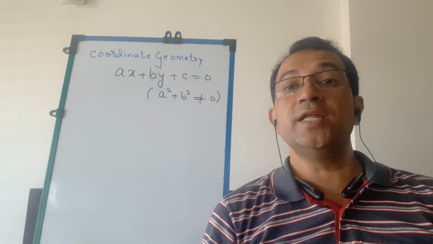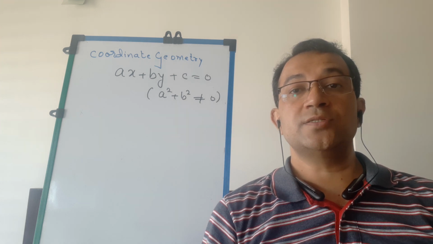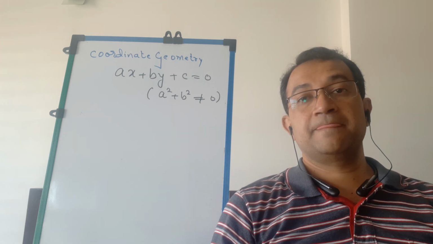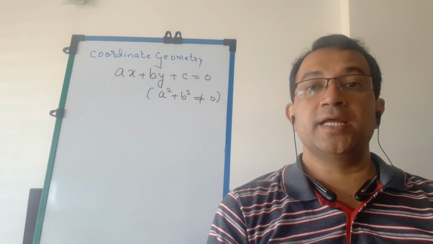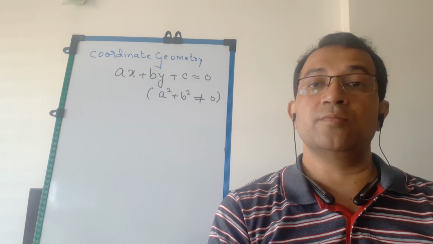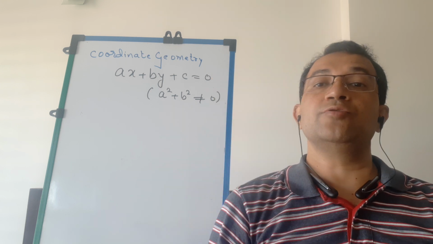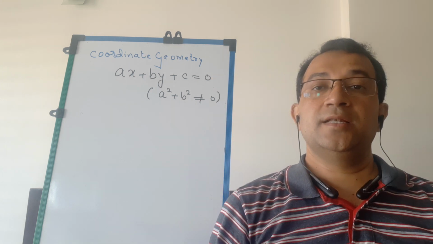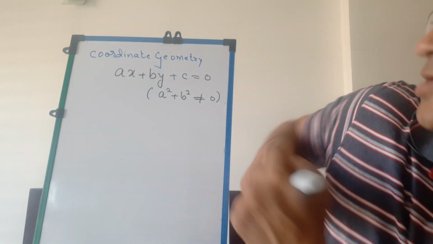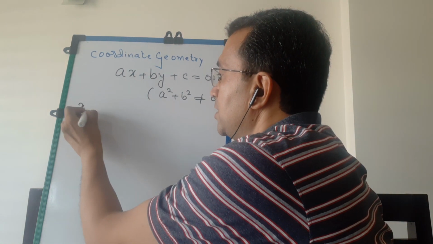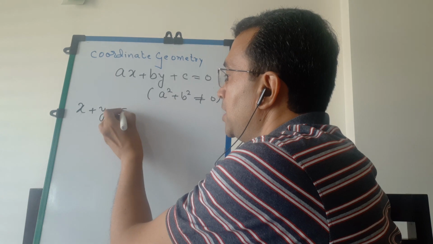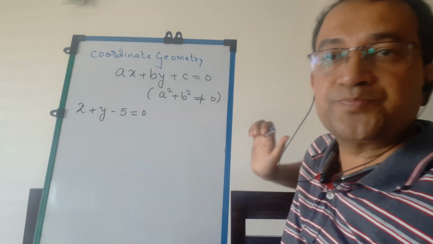And the graph of linear equation in 2 variables is always a line. And that is why when I graph a linear equation of the form ax plus by plus c is equal to 0, I am going to get a line. Let us check with a very simple equation. Suppose I have the equation x plus y minus 5 is equal to 0.